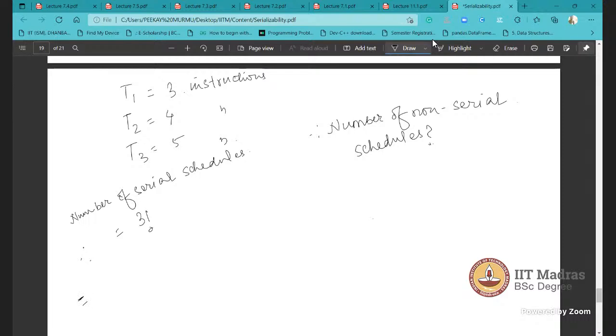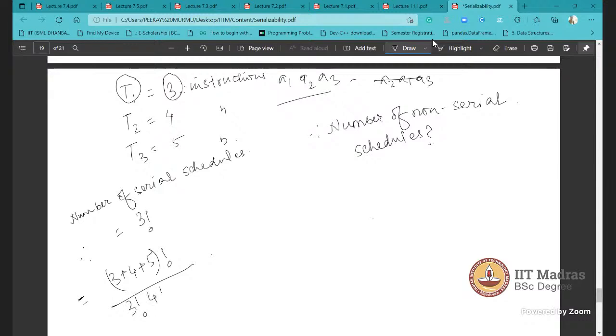So the total number of concurrent schedules, that is 3 plus 4 plus 5 factorial, divided by the factorials of each transaction. You cannot interchange the instructions within a transaction. Suppose there are 3 instructions A1, A2, A3, you cannot write this as A2, A1, A3. That's why we divide by factorial.